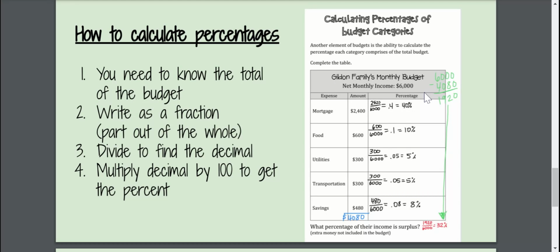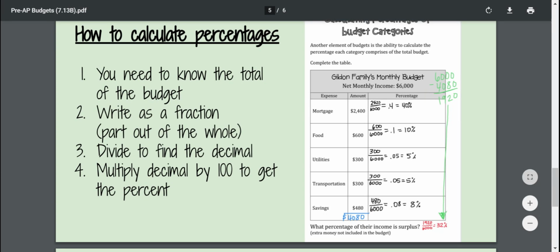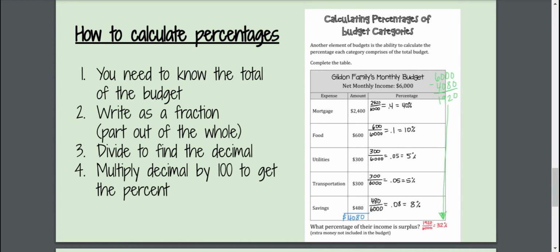So there are a few things we need to know. We have to know the total of the budget. And you see on the Gildan family monthly budget there, we see their mortgage, their food, their utilities, their transportation, and their savings. And we see the total of that totals up to $4,080. Then we have to know how much their net monthly income is. In this case, sometimes it's the amount of the budget that you added up, and sometimes it's stated and it's a slightly different amount.